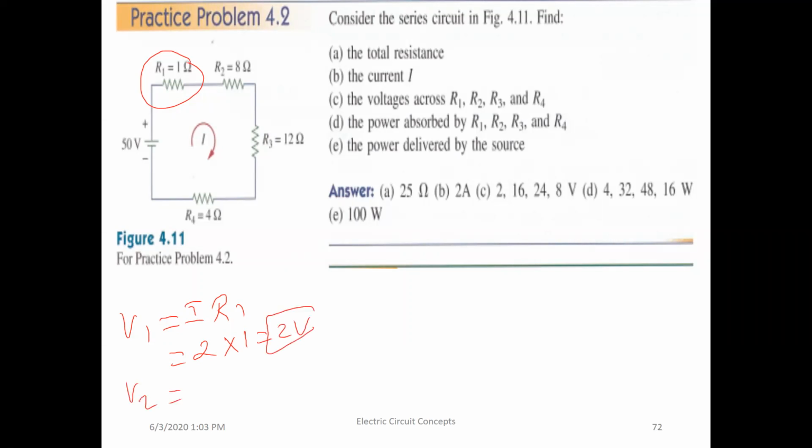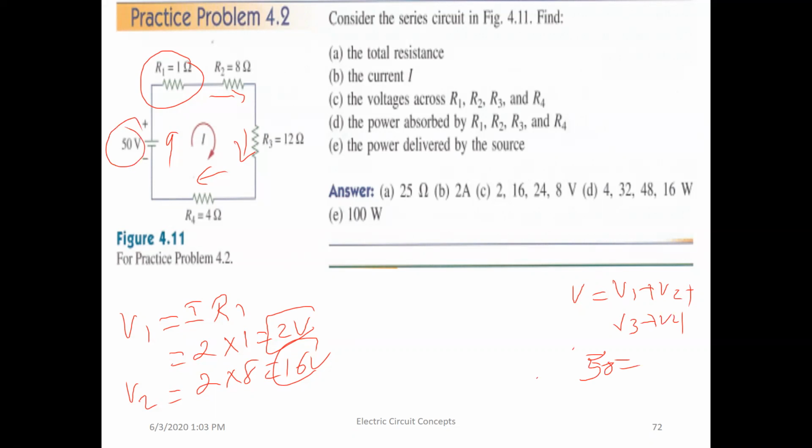Same thing, V2: the same current flows through all of them here. The current is going to loop around. So V2 is equal to I, which is 2, times 8, which is 16 volts, and so on. Now you can check again, as I mentioned, that V supply, which is 50, equals V1 plus V2 plus V3 plus V4. If you add those voltages, the left-hand side is 50, and the right-hand side is V1 plus V2 plus V3 plus V4.